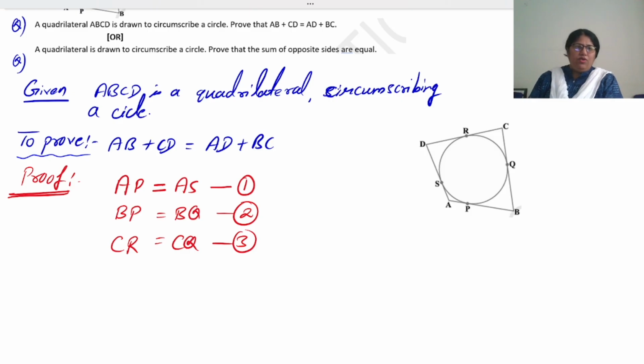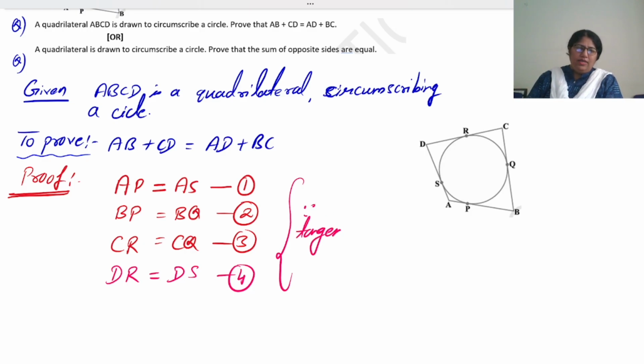Now take any of the sides. CQ length is already completed with BQ, which will make BC. Now what is the incomplete length here? CR. CR will give you CD, and for that it requires DR to be added. So write down here DR is equal to DS. This is your fourth equation. And how did I write all these four? Two tangents drawn from an exterior or external point are equal in length, right?